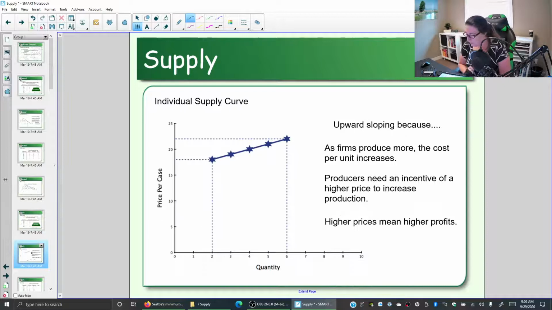Now, it is a little bit more complicated than that. We're going to look at that in more detail in upcoming videos because there is a change in cost the more you produce. But right now, we're just going to look at it very simplistically. Higher prices, ceteris paribus, higher profits, we want to sell more. We'll look at the cost to the business in more detail in future videos.